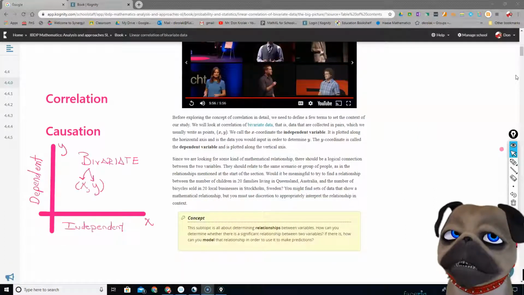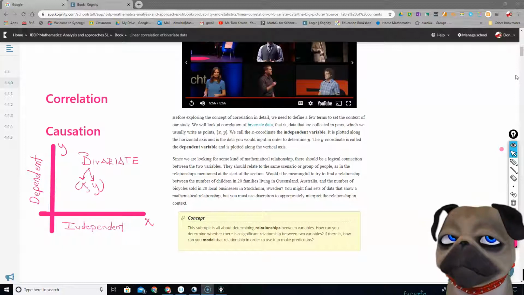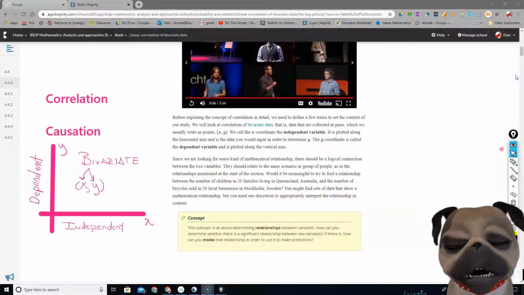Correlation between bivariate data. We're going to plot that data on an XY axis. The x-axis contains the independent variable, and the y-axis contains the dependent variable, and we plot the points just like we would plot points if we were in algebra class, an x-coordinate and a y-coordinate.